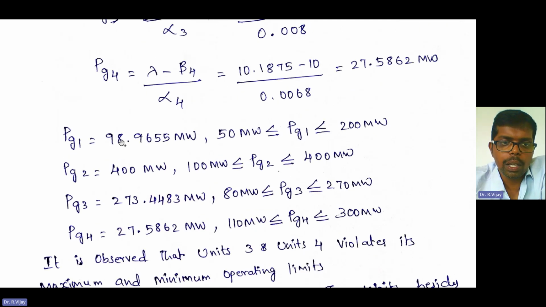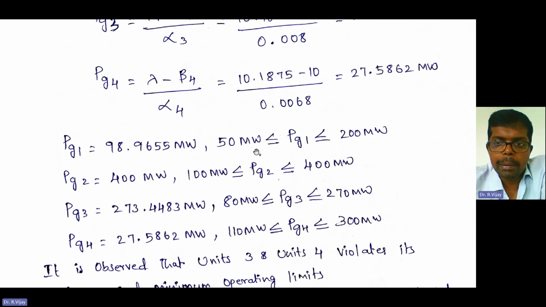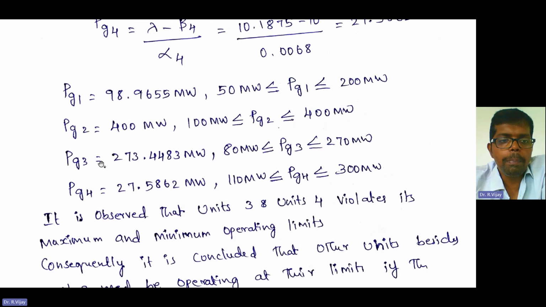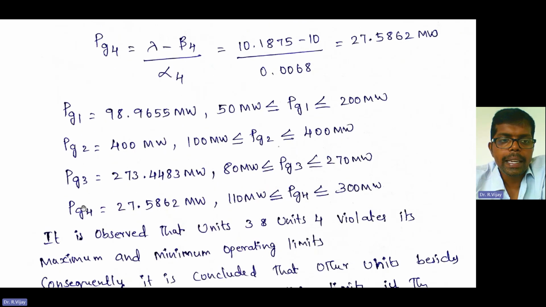Now we are writing all the answers. PG1 is equal to 98.9655 megawatt. Minimum and maximum operating limits: 50 megawatt less than or equal to PG1 less than or equal to 200 megawatt. PG2 already we fixed, that is 400 megawatt, with 100 megawatt less than or equal to PG2 less than or equal to 400 megawatt. Similarly, PG3 is 273.4483 megawatt, with 80 megawatt less than or equal to PG3 less than or equal to 270 megawatt. Next, PG4 is equal to 27.5862 megawatt, with 110 megawatt less than or equal to PG4 less than or equal to 300 megawatt.